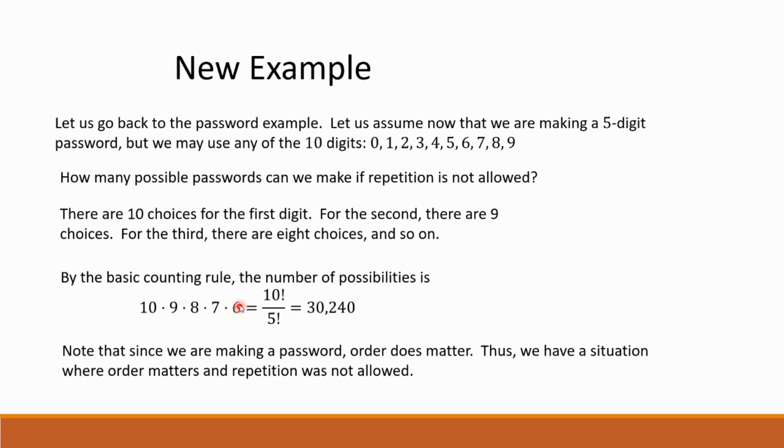So we get this. And we're multiplying because, again, we have the counting rule. You could think of this as the number of ways of choosing the first number. That's our first task. And we have the number of ways of choosing the second number. Here we have the number of ways of choosing the third number. That's our third task, and so on. That's what we get.